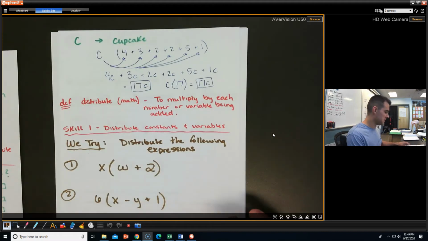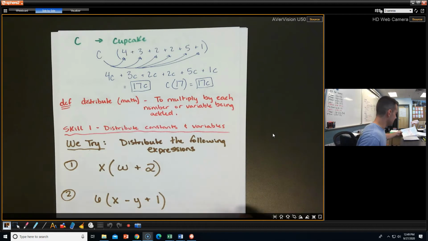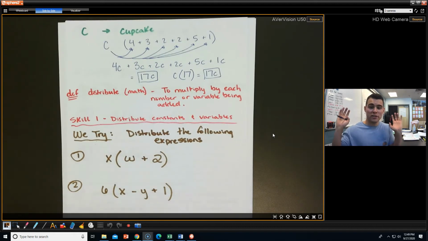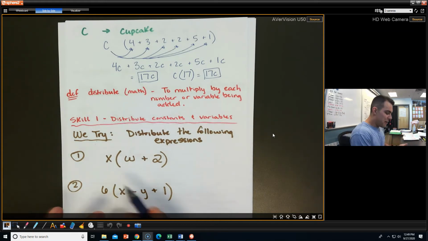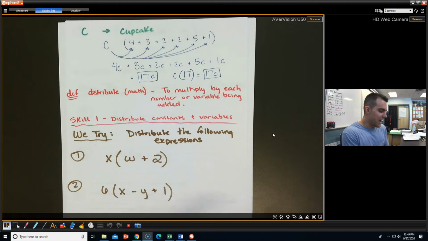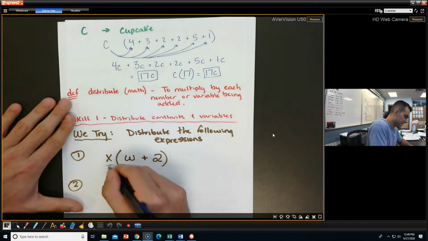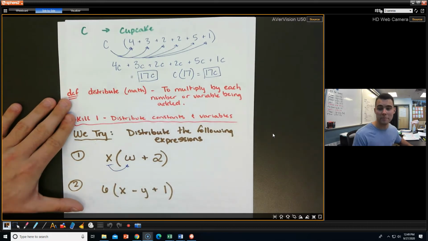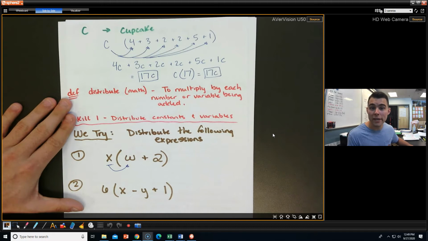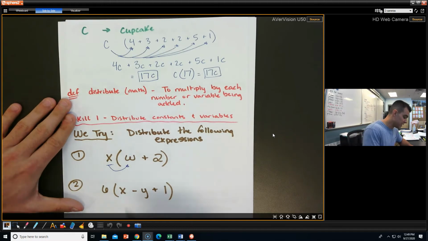distribute constants and variables. Okay, so if I gave you something like this, now it's super arbitrary, it's super random, variables and numbers. How would I do this through distribution? How can I rewrite this? Well, again, I take my cupcake. I don't know what this is. It might be a cupcake. It could be an actual cake, a big boy cake. It could be all kinds of stuff.